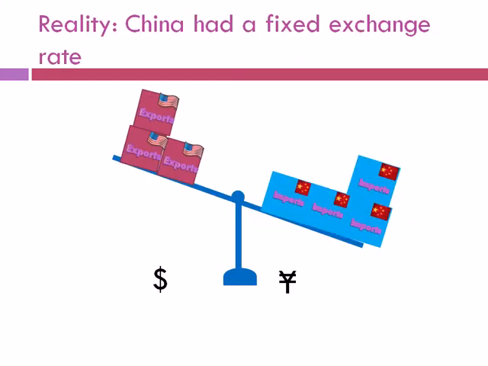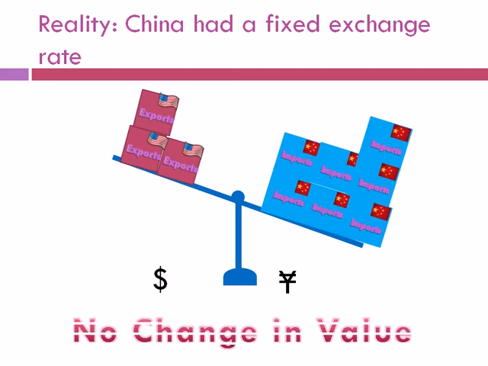But China had a fixed exchange rate, and with fixed exchange rates, that meant that it had a fixed value, and it was linked to a currency, in this case, the dollar. Under a fixed exchange rate, the value of the yuan does not change regardless of differences in the trade balance. The result was that Chinese goods were able to stay cheap, and more Americans bought them, thus widening the trade deficit.